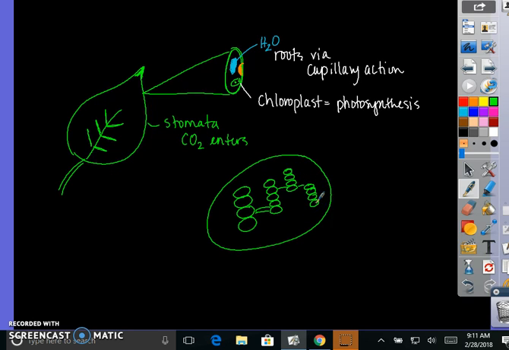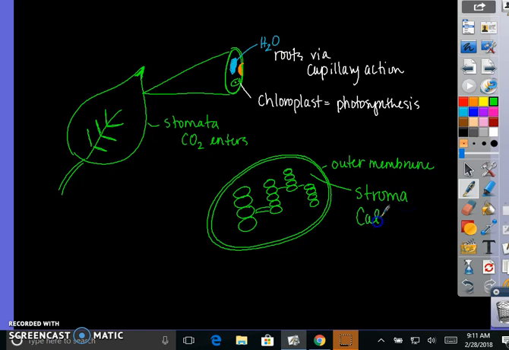All right, so let's break down the anatomy of our chloroplast, and then we'll get back into the chemistry of photosynthesis. Here we have an outer membrane, and this is going to be a protective boundary for our organelle. The gelatinous fluid on the inside is called stroma, and stroma is where the Calvin-Benson cycle occurs. We would call this the light independent reaction. This happens at night.